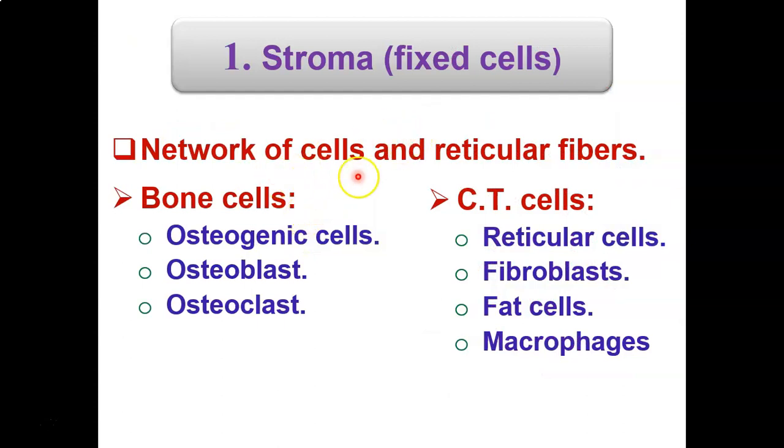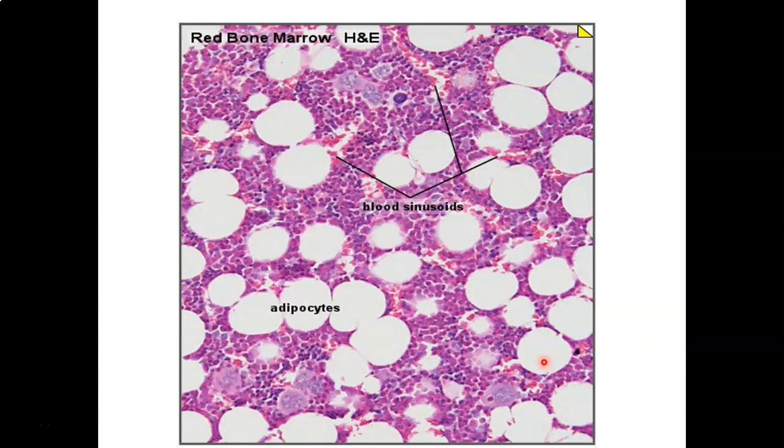Stroma, or fixed cells, is a network of cells and reticular fibers. We have bone cells, osteogenic cells, osteoclasts, and connective tissue cells like reticular cells, fibroblasts, fat cells, and macrophages. Let's look at the fat cell. This is the fat cell. These are the developing cells. Here you will find a large cell called a megakaryocyte, which we will talk about later in this lecture. Also, there are the blood sinusoids, which appear in reddish color here. They contain the blood and appear reddish, without nuclei.